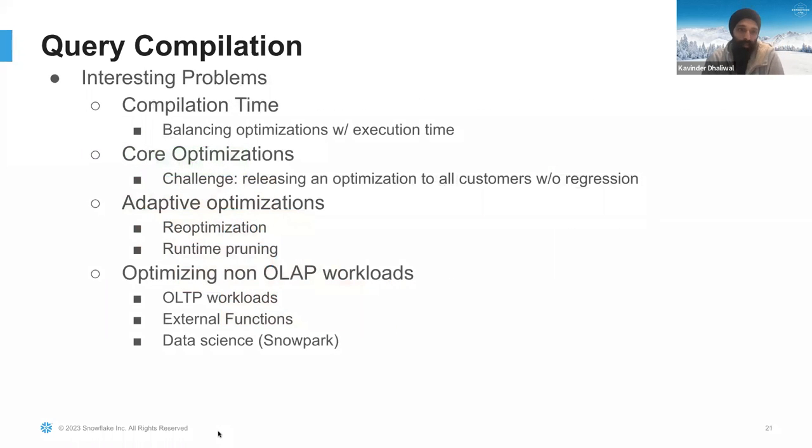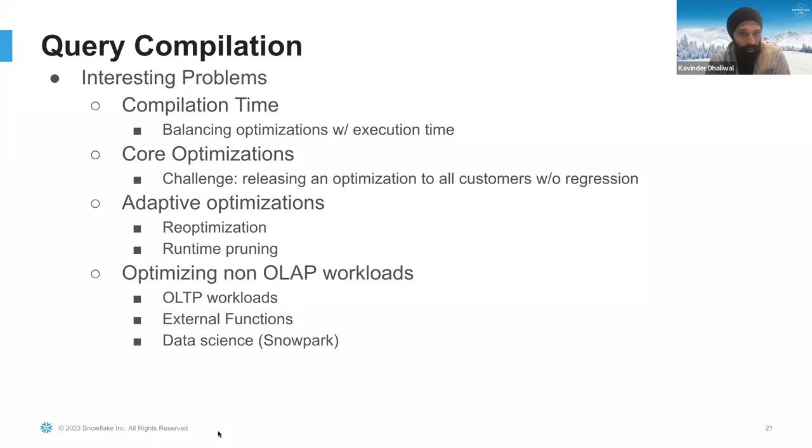This is sort of an advertisement for compilation at Snowflake. These are kind of interesting problems that I think we work on. I'll go through them. So one is compilation time. Obviously you can run many optimizations and search your space of potential plans all day. But if you spend too much time there, then you never return a result to the customer, or you return a result way beyond their expectation. So compilation is always a balancing act between how much time we spend in optimization and what that benefit will be on execution time. At what point do we say, hey, we have a good enough plan, we've done enough pruning, let's just execute this plan as is? This is an ongoing challenge that we face.